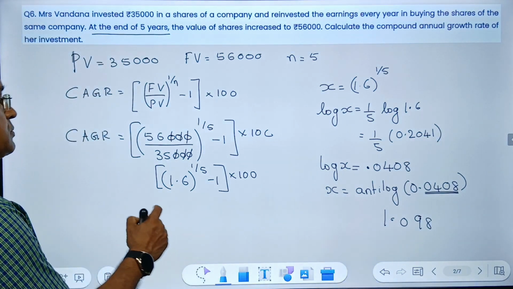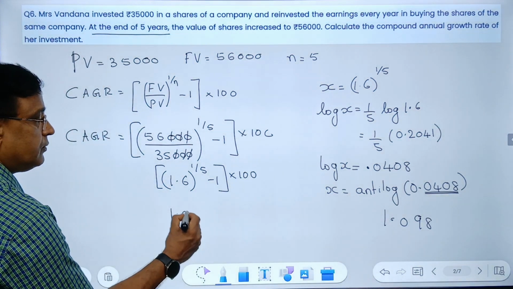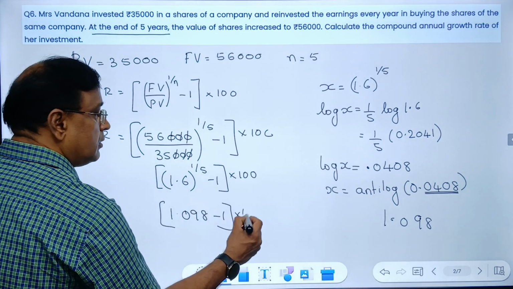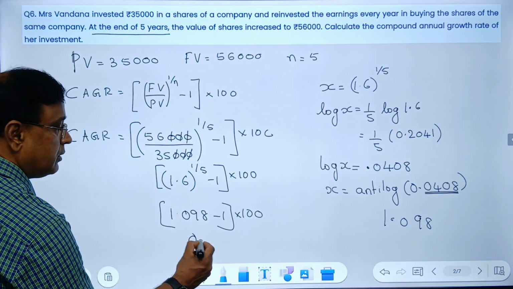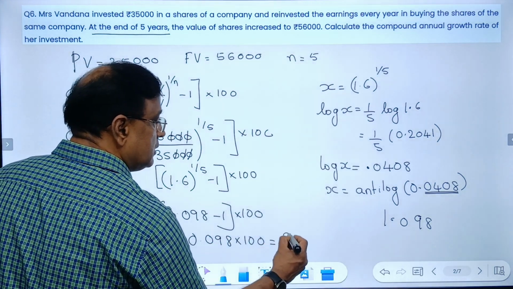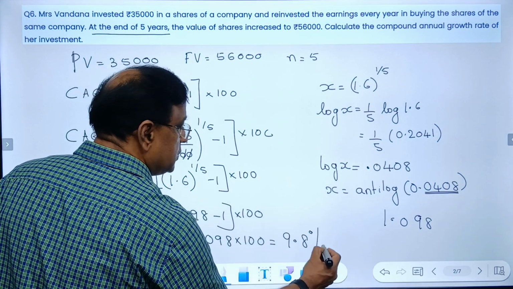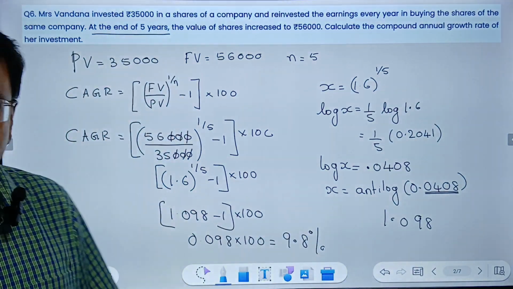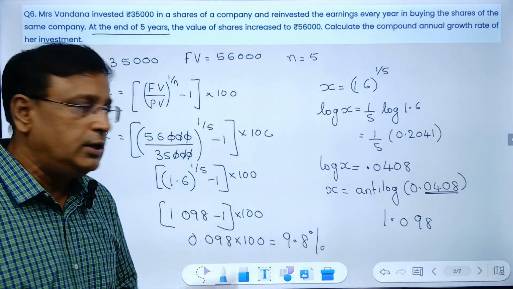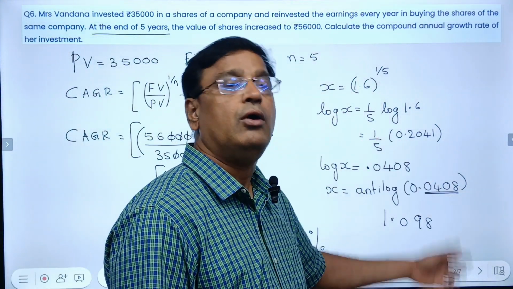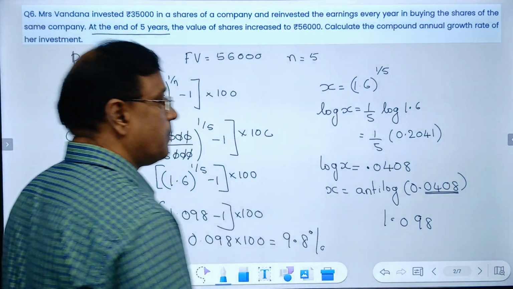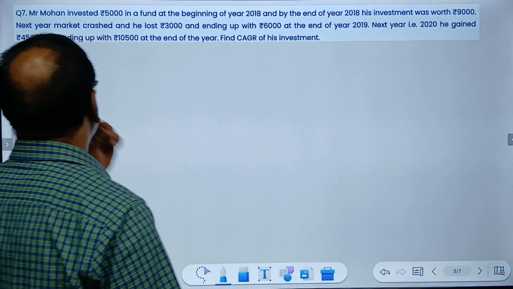Now I'll take that and substitute here. This is 1.098 minus 1, into 100, which is 0.098 into 100. My CAGR is 9.8%. I hope this is clear. Just apply the formula. If they give the value, well and good. If they don't give the value, I've also told you how to do it using logarithm. I hope this problem is clear to you. Let's go to the next question.